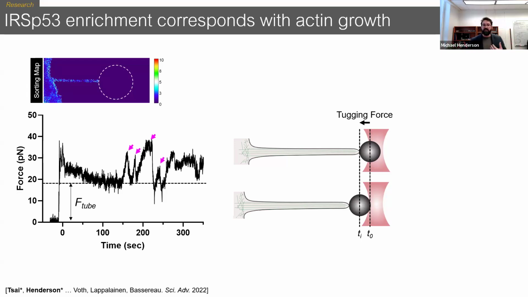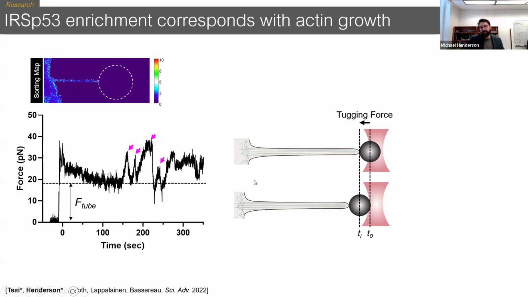And so, for example, if the cell is doing any kind of contractility or retrograde flow of the actin filaments, because there's always actin polymerization and actin depolymerization, you can see displacements of the bead back towards the cell body.